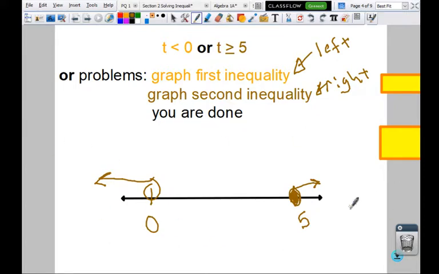So just to recap, when I have an and inequality, I connect the dots. When I have an or inequality, my arrows go out. And connect the dots, ors go out. That is kind of how I remember. Ors are arrows pointing out, and you connect the dots.